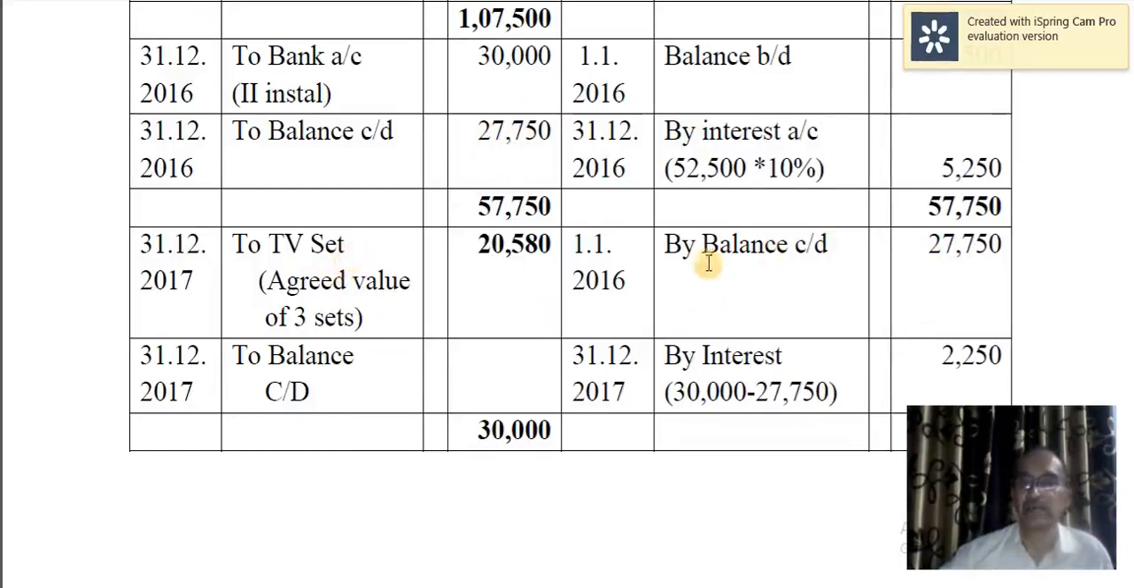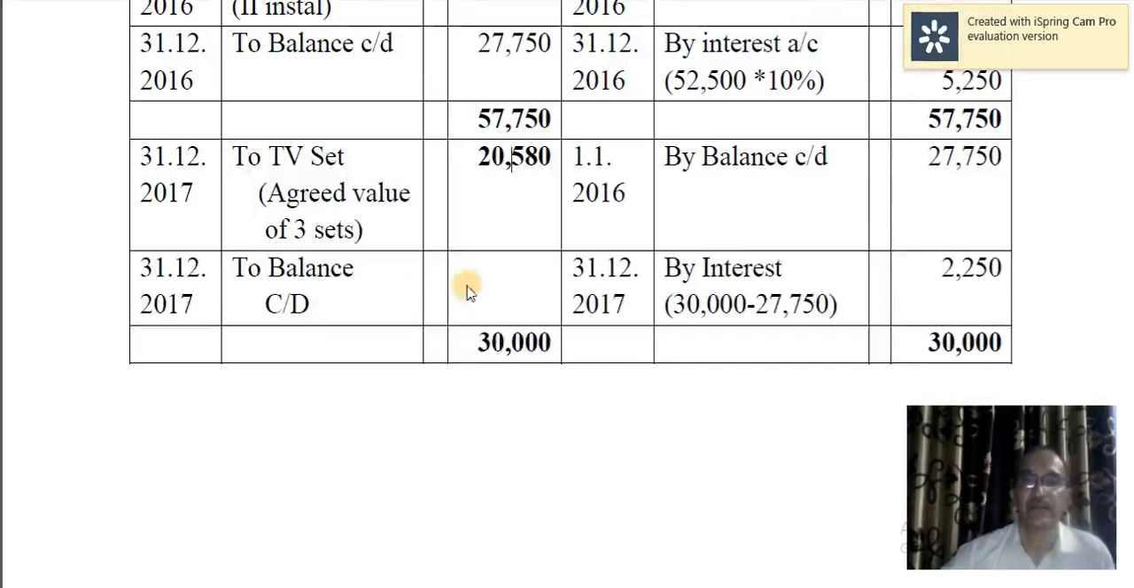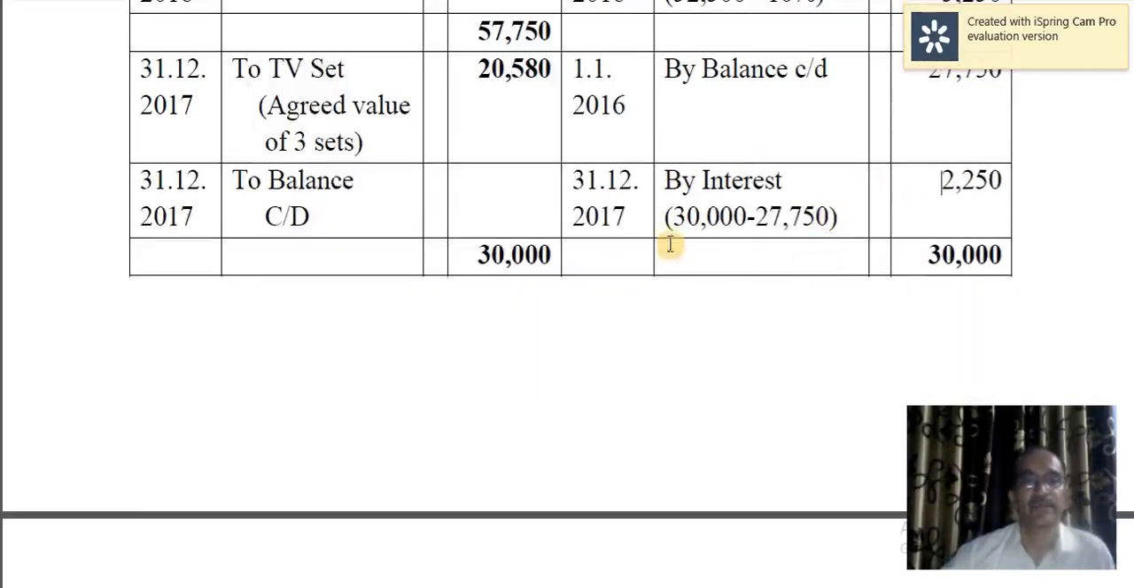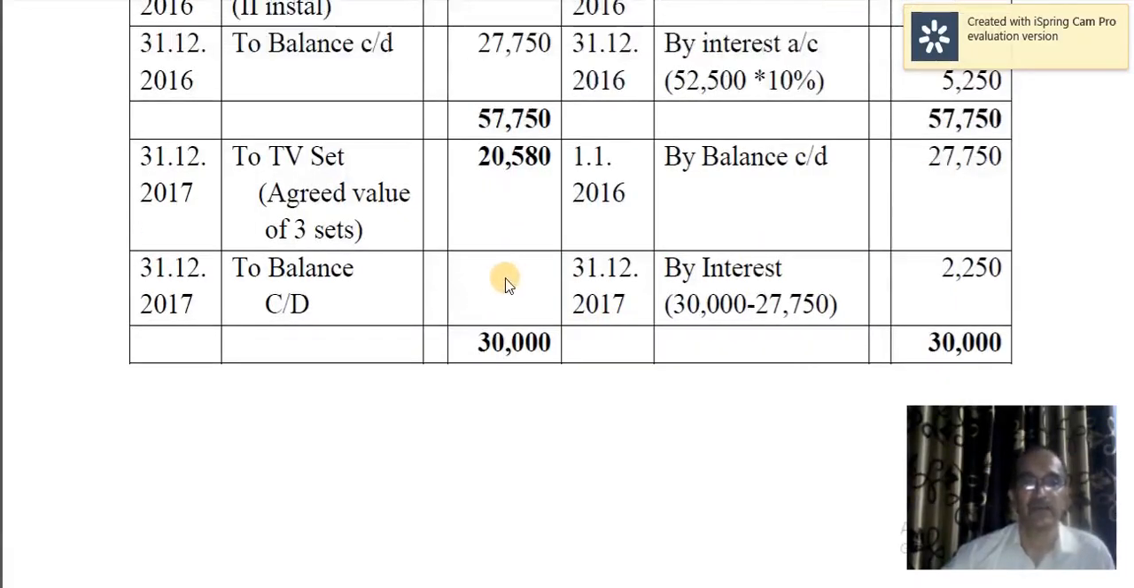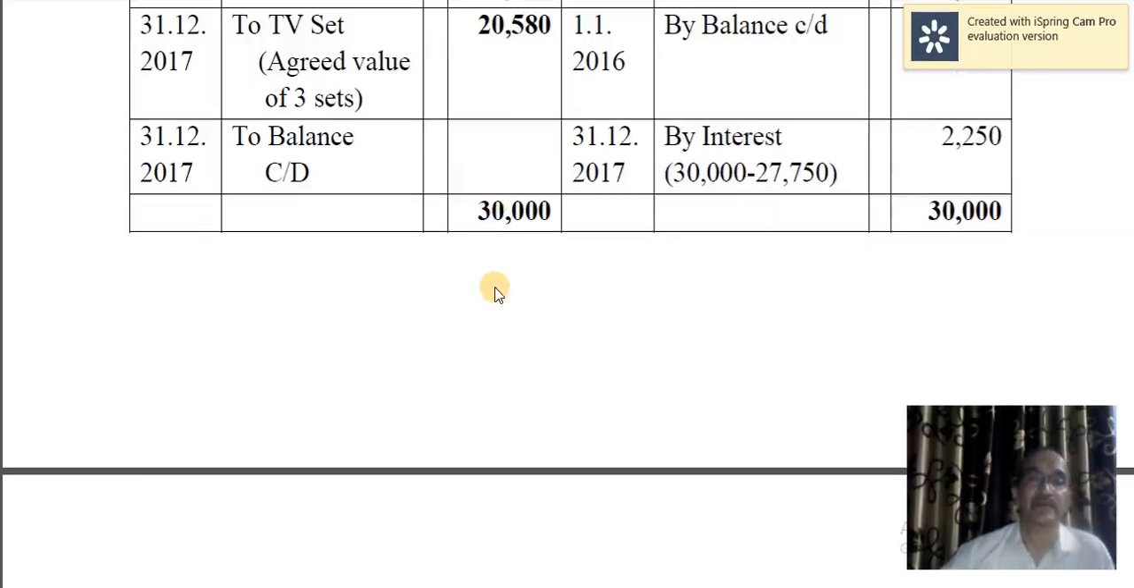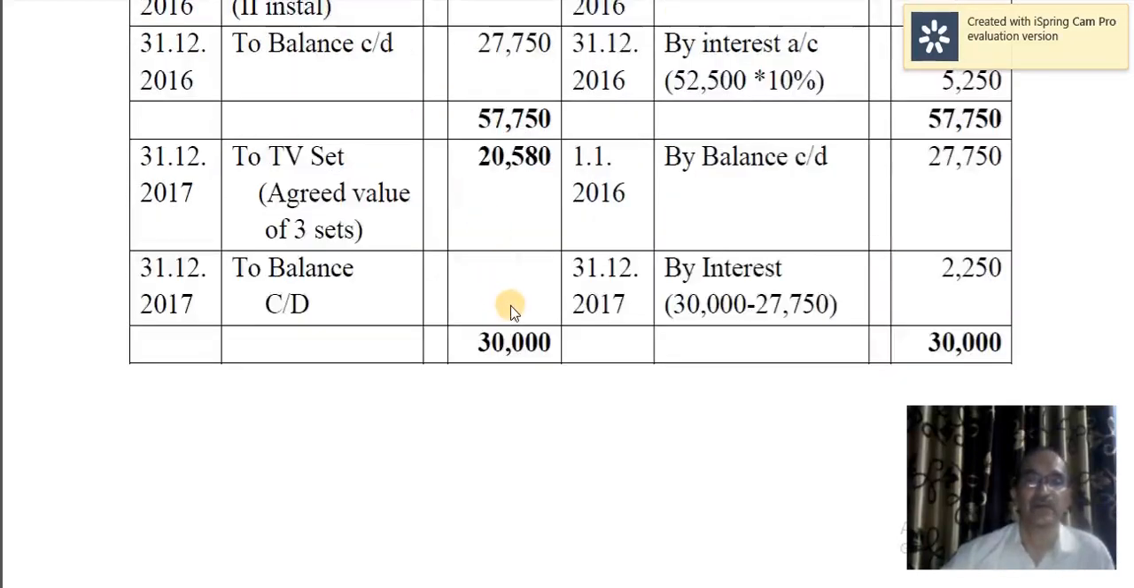And 3 TV sets were taken over at an agreed value of 20,580. Of course, before that you have to calculate the interest here. As a result, the balancing figure will be, yes, I have not recorded the balancing figure. The remaining value is nothing but the balancing figure. It is okay. So it is nothing but 9,420. So that is the balance to be carried forward. Balance carried down.